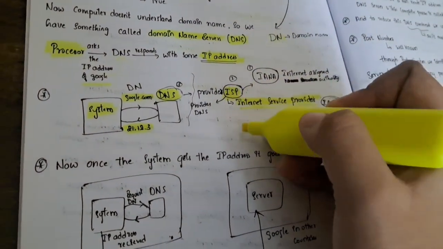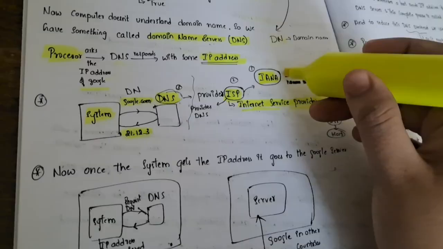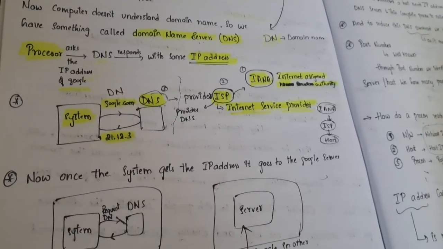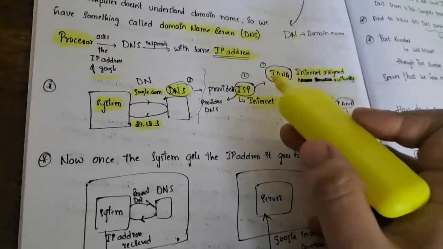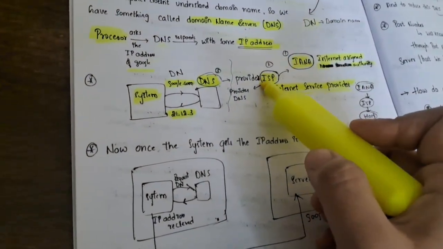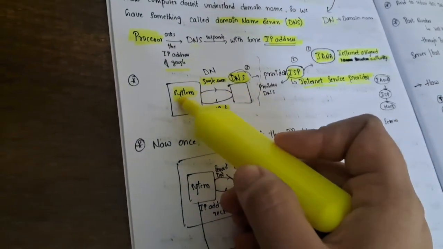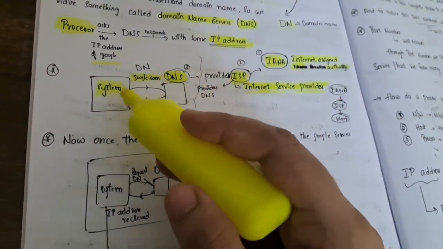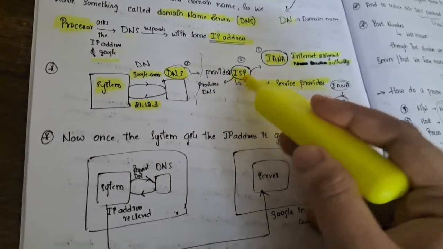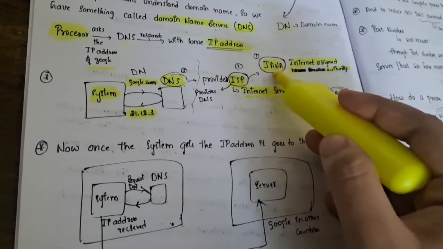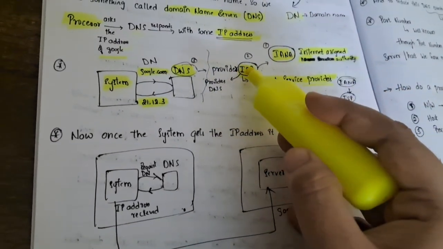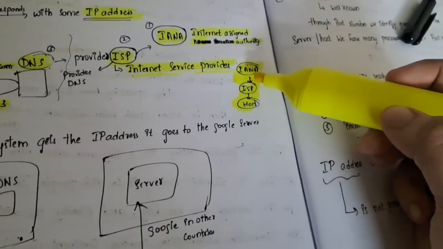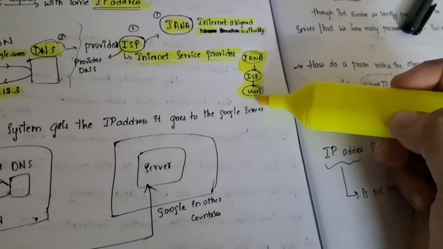To the ISP, who is providing? IANA, which means Internet Assigned Numbers Authority. You can just assume this is the senior. It gives things to the ISP, the ISP then gives things to DNS, and DNS then gives things to the system. But remember one thing: who is providing the IP address to the system? The ISP. To the ISP, who is providing? IANA, the Internet Assigned Numbers Authority. Just remember this flow: IANA gives to the ISP, and the ISP gives to the host.